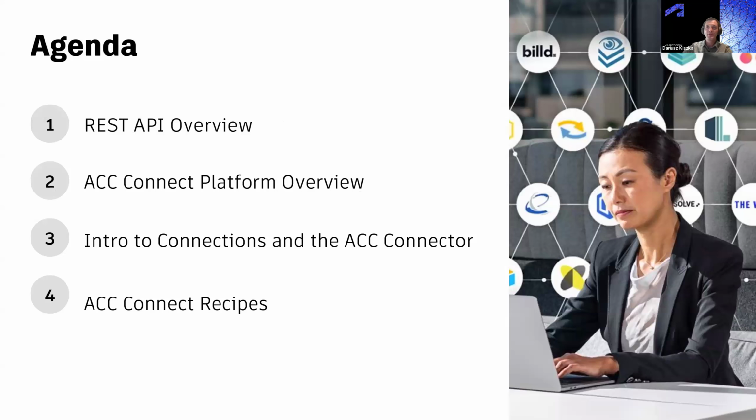We have 4 main topics, and each of them has a lot of subcategories. Firstly, we'll focus on the REST API overview. Then we will go to the ACC Connect platform to have an overview and see how to navigate there. Afterward, we'll jump into the hands-on session: how to create the connection within the Workato tool, what the difference is between connections and connectors in terms of the naming convention, and also we will build some ACC Connect recipes.